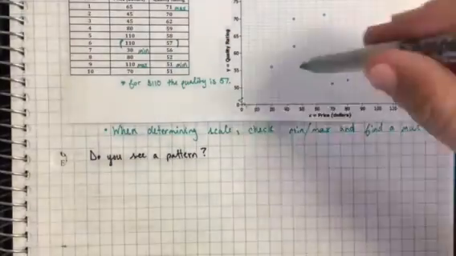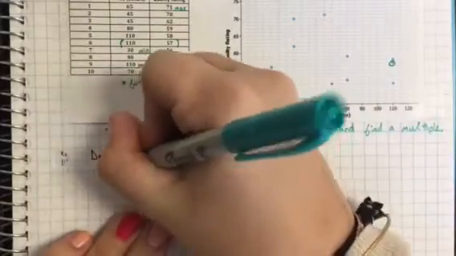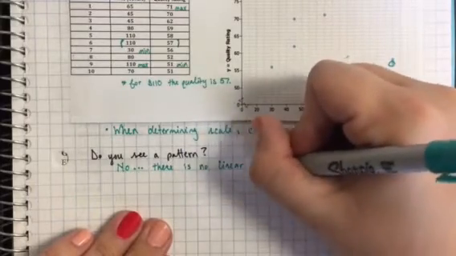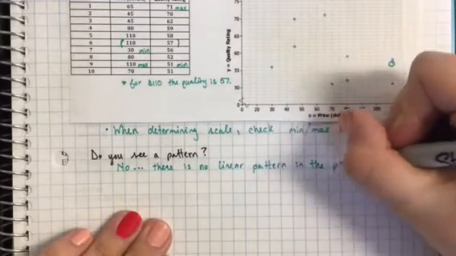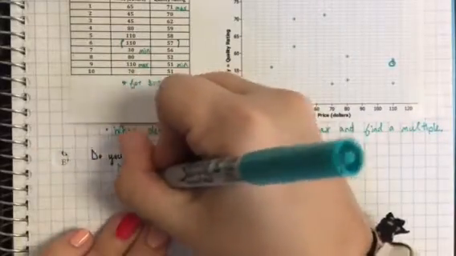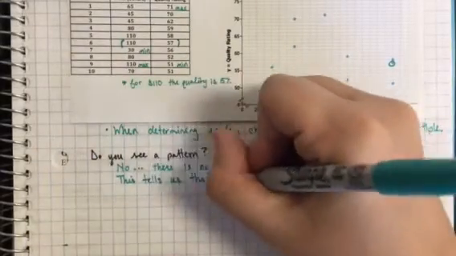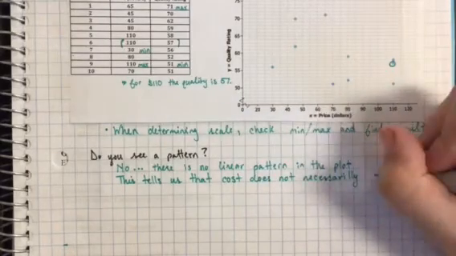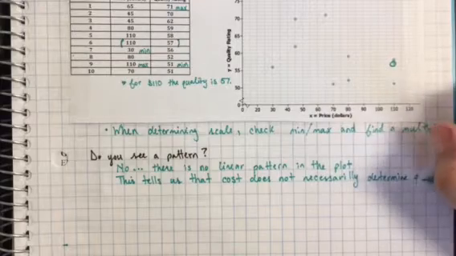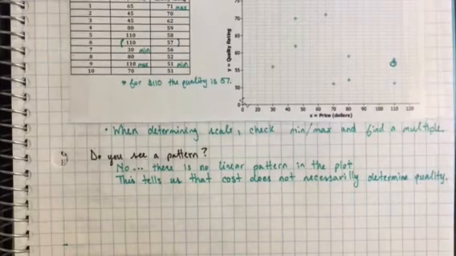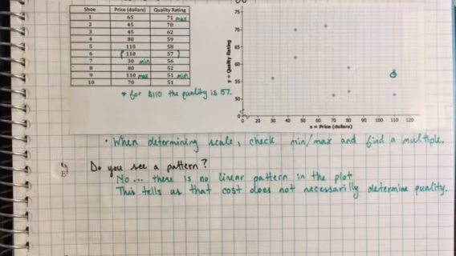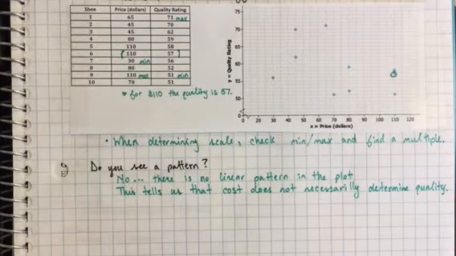And the question we want to think about is, do we see a pattern? And when I look at this graph, I see points all over the place. I do not see a linear pattern in the plot. That means that my points are not in the shape of a line. They're also not clustered around one particular area. So what it tells us is that cost is not necessarily a determination of quality. Depending on the cost, it's not like the most expensive shoes are the best quality. It really is random, and we can see that by looking at that data.